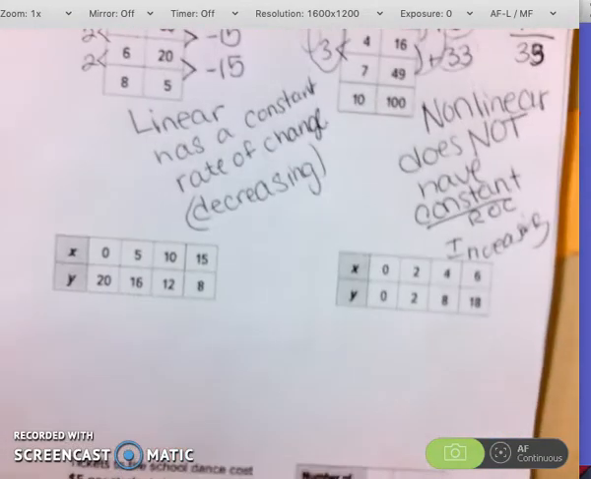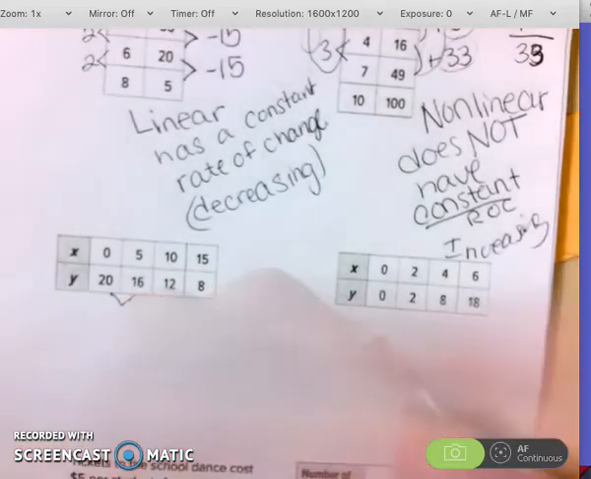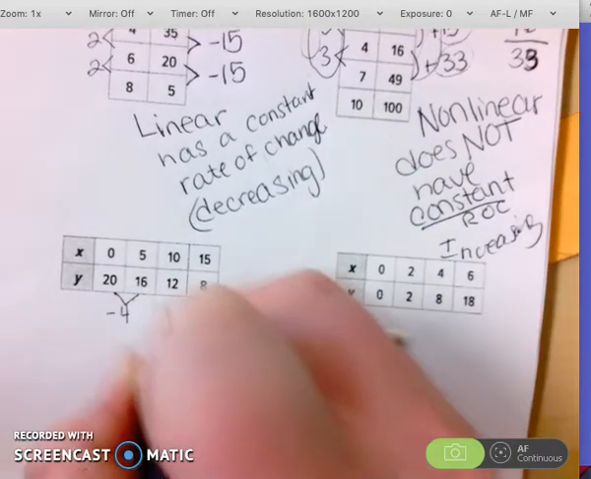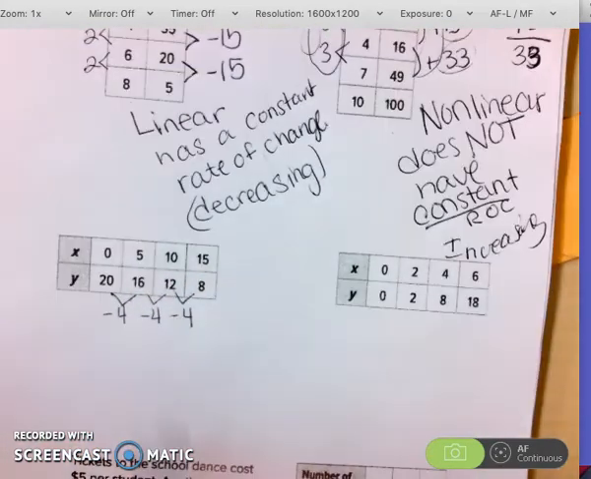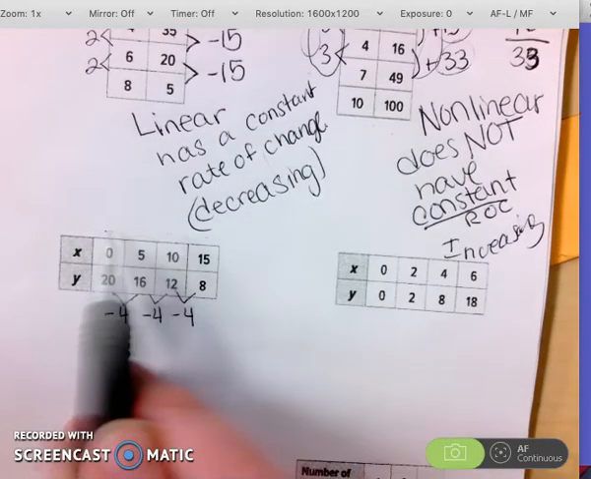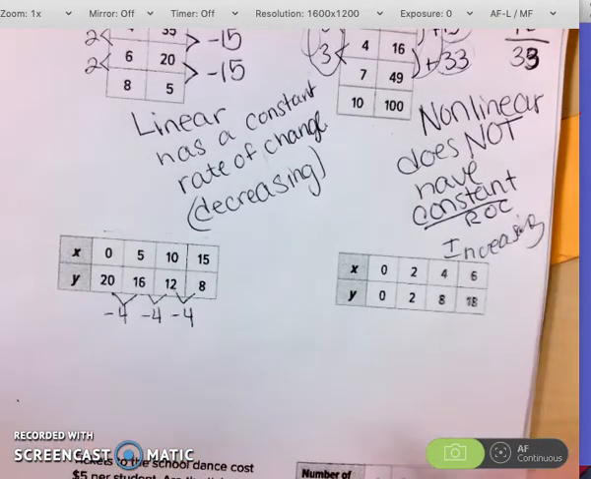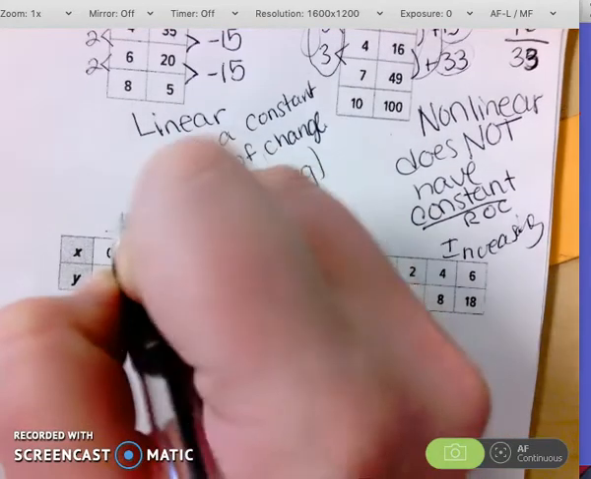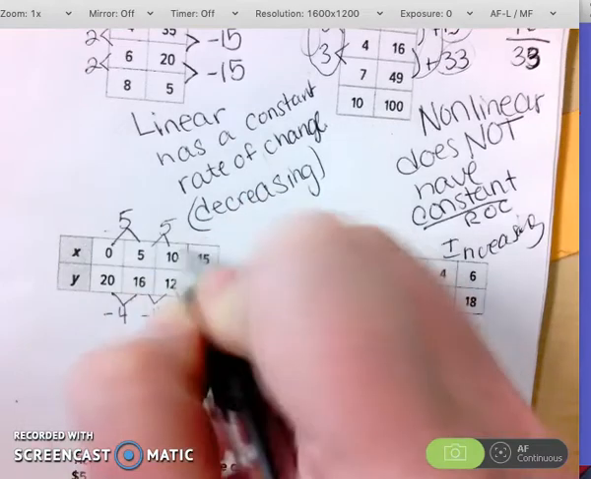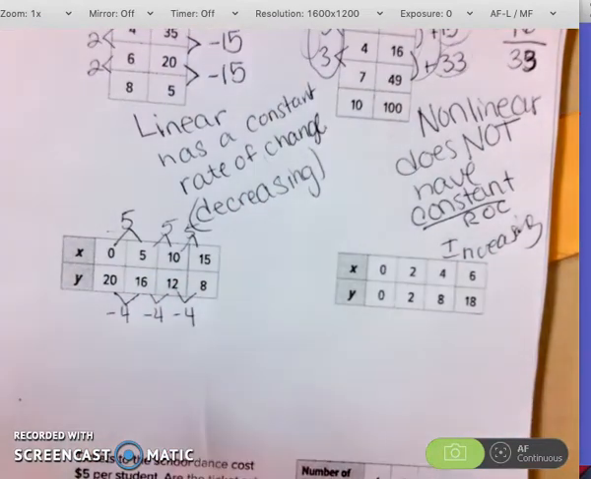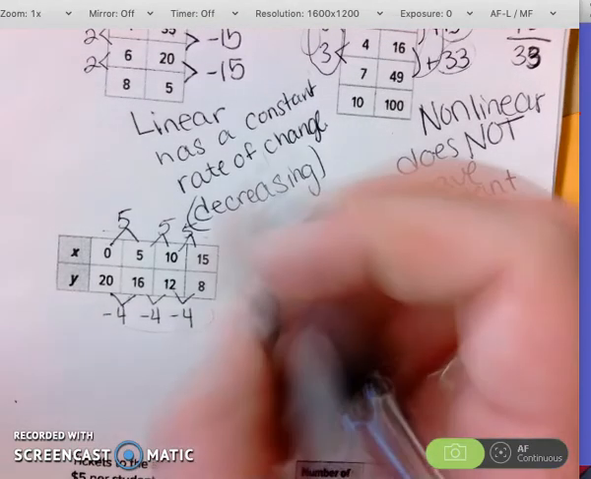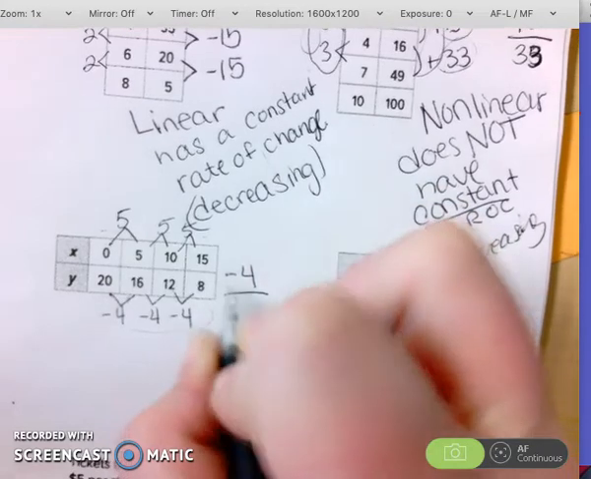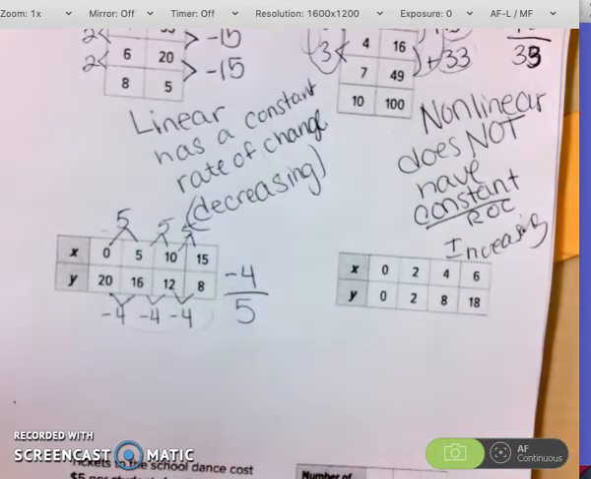Okay. Let's go on to the next problem. Find the difference here. 20 to 16, I subtract 4. 16 to 12, I subtract 4. And 12 to 8, I subtract 4. If the top change is the same, then it's going to be a constant rate of change. So 0 to 5, I'm adding 5. 5 to 10, 5. I notice I have the same number up here and the same number down here, so it's a constant rate of change. We would say that the rate of change is negative 4 over 5.